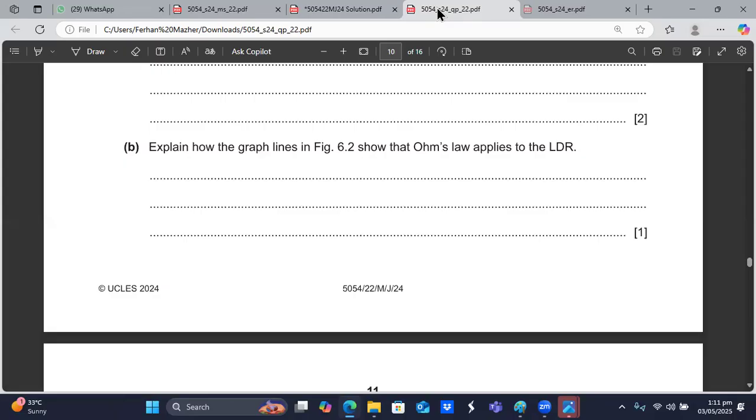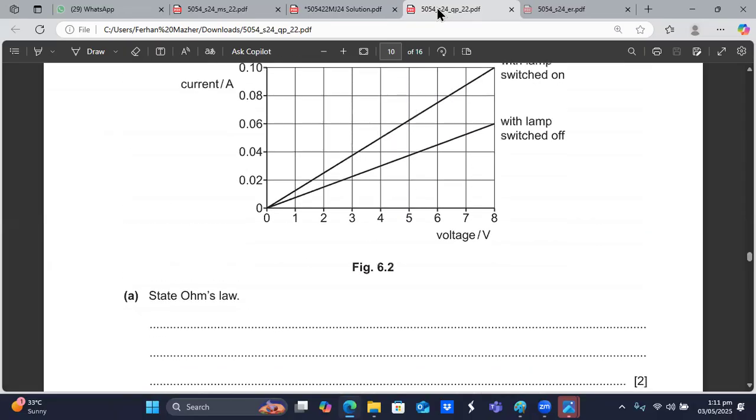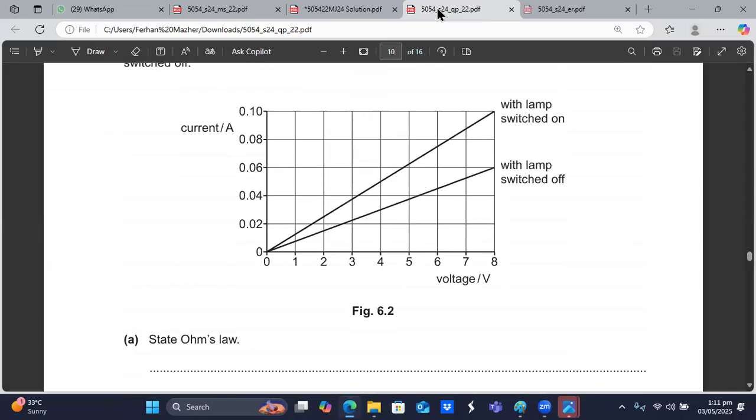Explain how the graph lines in figure 6.2 show that Ohm's law applies to the LDR. Whenever Ohm's law is obeyed, the graph between the current and the voltage is a straight line.